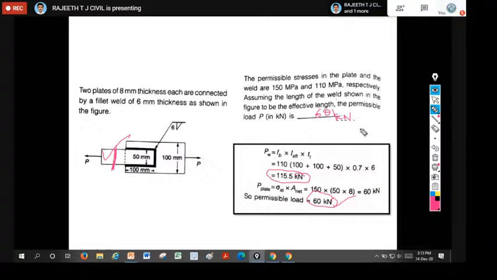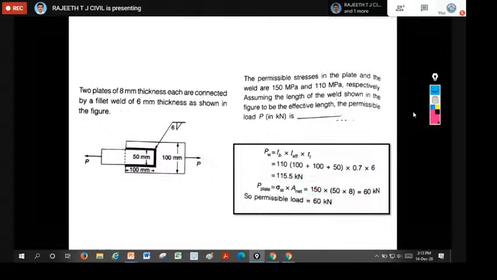This is a numerical answer type question. There are no multiple choice options for this, and also there is no negative marking for this. You should calculate and type your answer. That is your answer. So let us move on to the next problem.